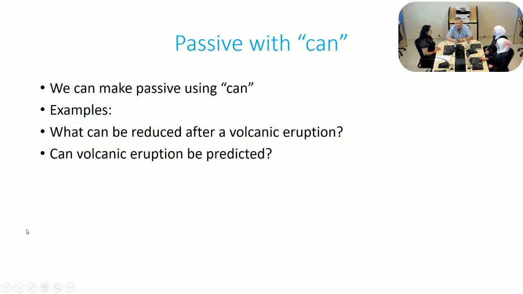Sreen mentioned that in grade 9, they have passive with can. Usually we use be after it. What can be reduced after a volcanic eruption? Can a volcanic eruption be predicted? Yes. This is the use of be after can, because can is a modal. It is followed by be, the infinitive form, the base form of the word.